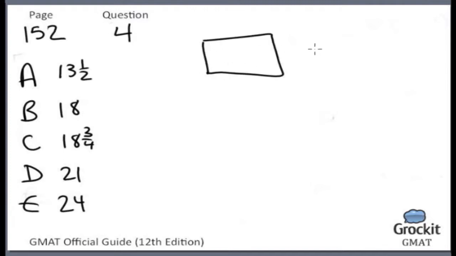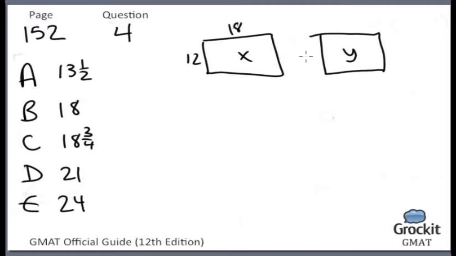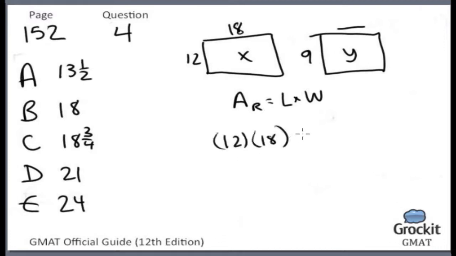We don't actually need a diagram for this one, but I'm going to draw one anyway. So we have floor X and floor Y. And floor X is 12 by 18. We know that the width of floor Y is 9, and we're trying to find this value right here. And we know that their areas are equal. So remember that the area of a rectangle equals length times width. So that means, in this case, that 12 times 18 equals 9 times whatever our value is. Let's call it L, because it's the length of rectangle Y that we don't know.